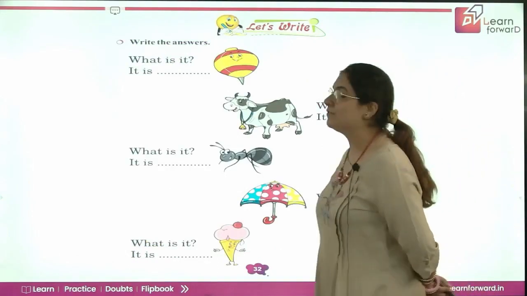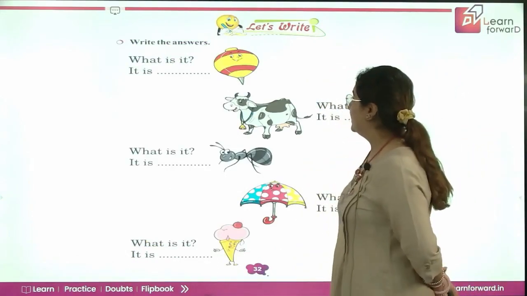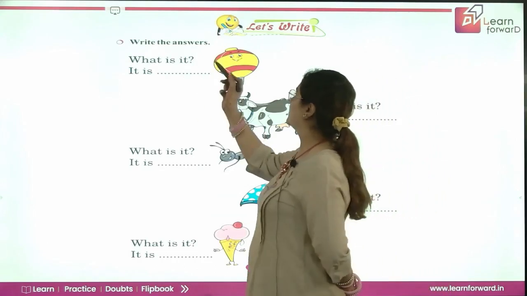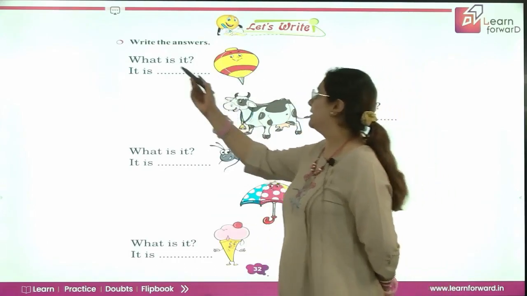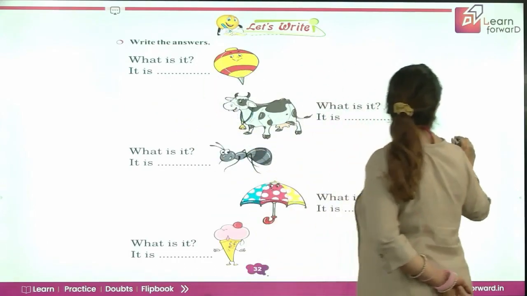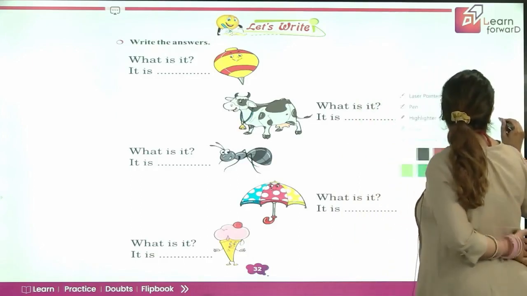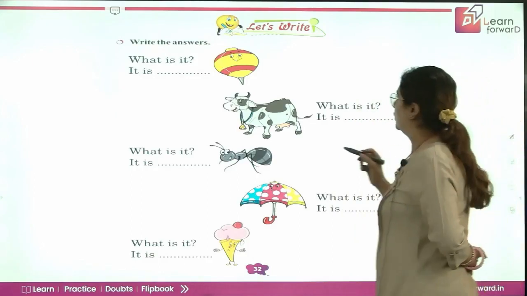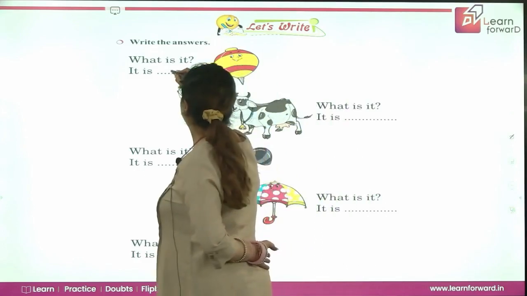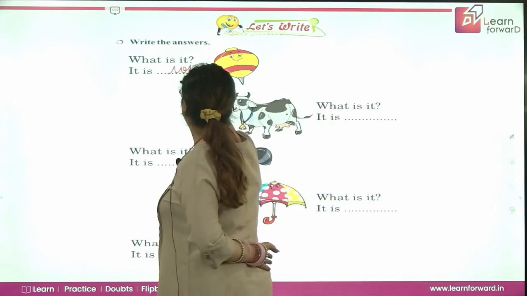Next we have exercise. So let us start. What is it? वो पूछ रहे हैं क्या है? It is a top. So let me take a pen. You also take pencils in your hand. Top. T-O-P. Top.